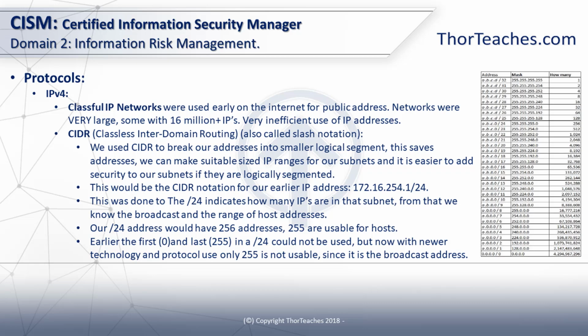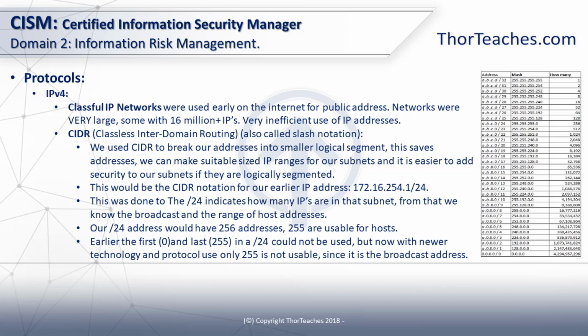First off, it saves a ton of addresses. Also, it allows us to make suitable networks for whatever we need. If I don't want payroll, human resources, and accounting to be on the same subnet and access the same files, I can logically segment each of them out. And depending on the CIDR notation or the slash notation, you easily know how many IP addresses are in that subnet. If you look at the IP address I had earlier, 172.16.254.1/24, I automatically know how many IP addresses that range has and what the broadcast address is.